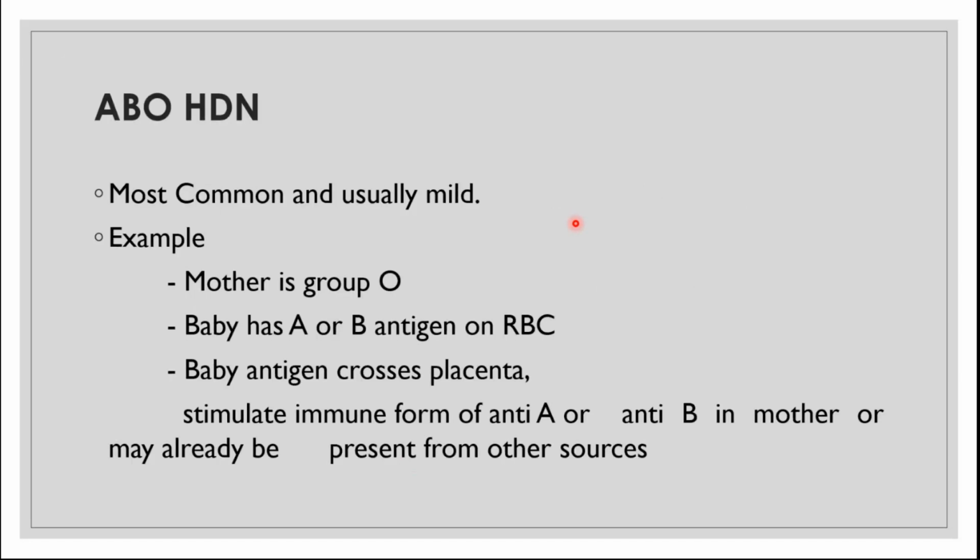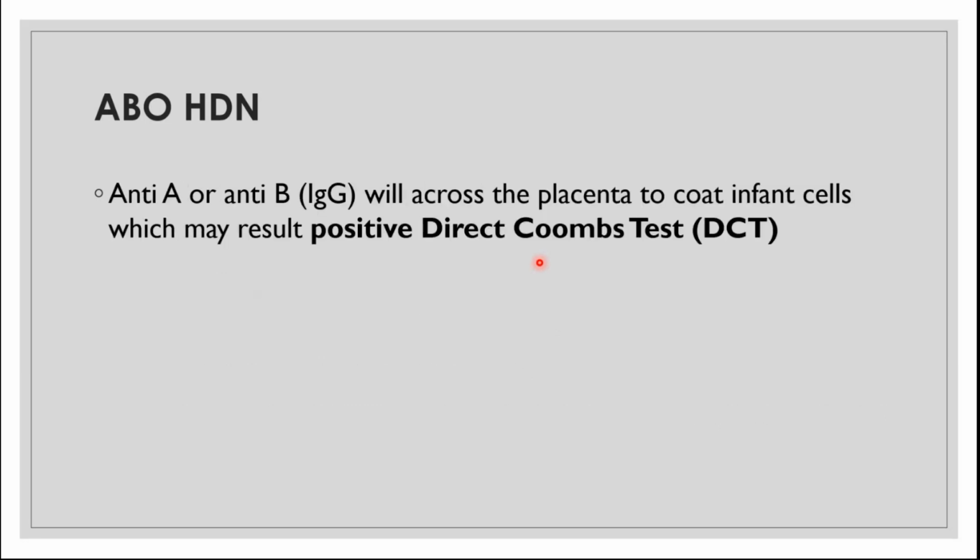Okay. Sama juga. Antibody A and antibody B of the IgG will cross the placenta to coat infant cells, which may result in a positive direct Coombs test lah. Direct Coombs test is positive.